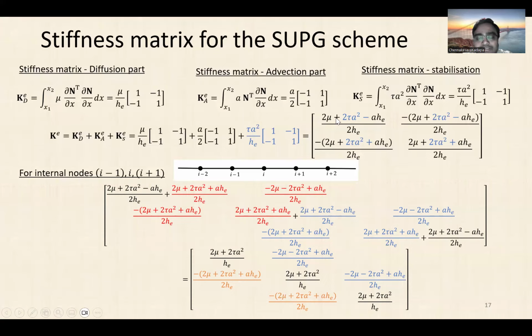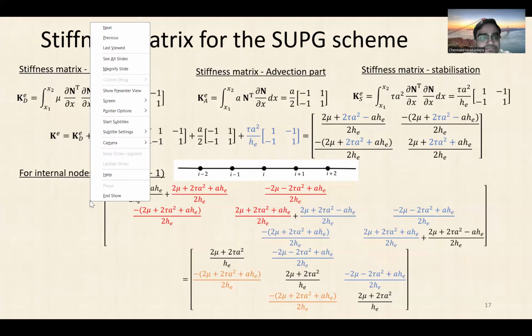First this goes into I minus 1, I minus 1, I minus 1, I. Then when we assemble for the next element, this goes into I, I, I, I plus 1, and so on. So the assembly procedure is exactly the same. This term comes from the element I minus 2, I minus 1, and this term comes from the element I plus 1, I plus 2. We are just assembling the element stiffness matrix into the global stiffness matrix.